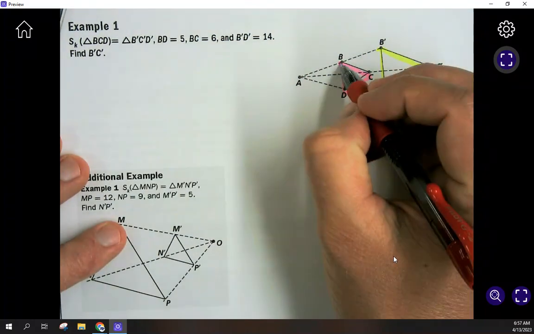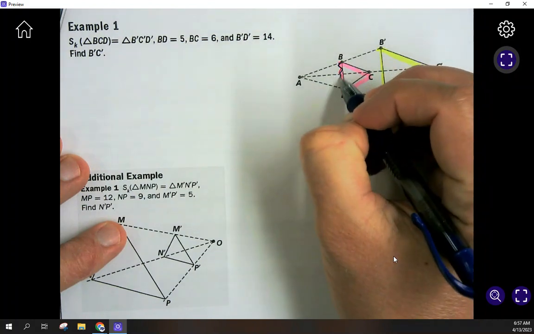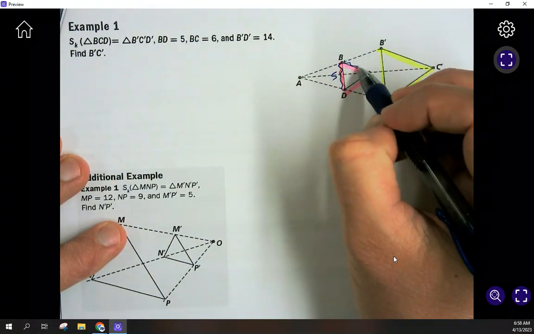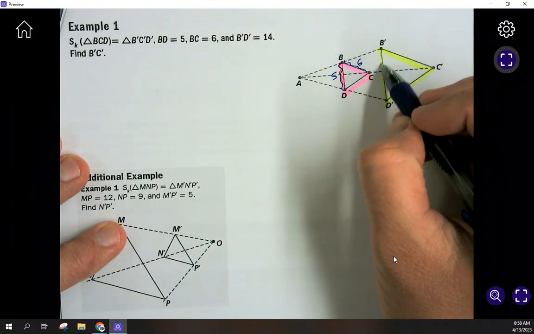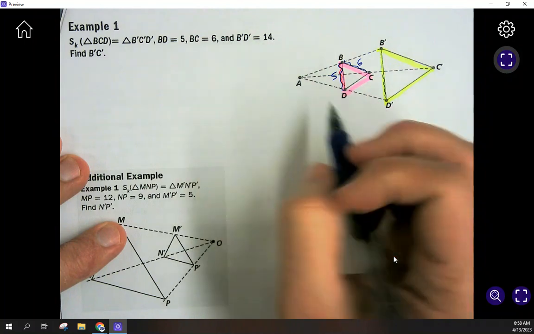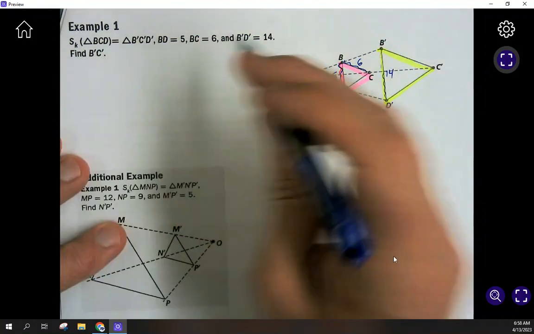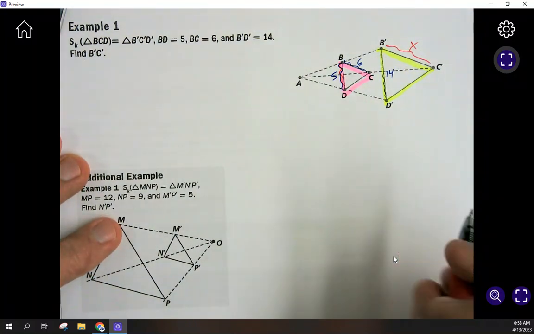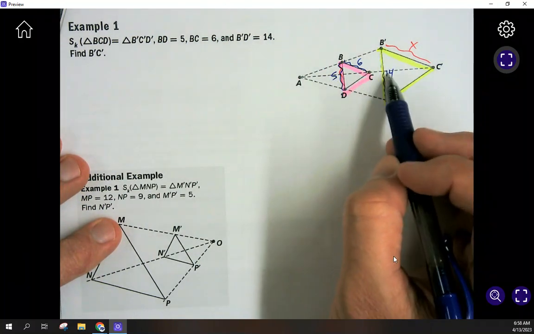So let's go ahead and label what we've got. They tell you that BD, this distance right here, is 5. They tell you that BC right here is 6. And they tell you that the image of BD is 14. And they want you to find BC. They want you to find this out here. And so if you match this up, I have BD and the image of BD, and I've got the relationship.